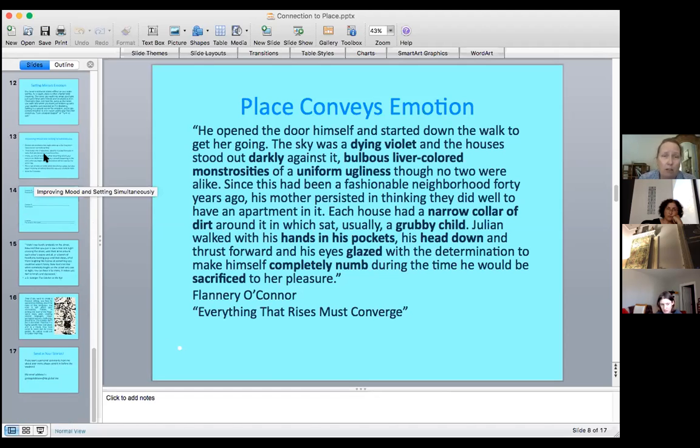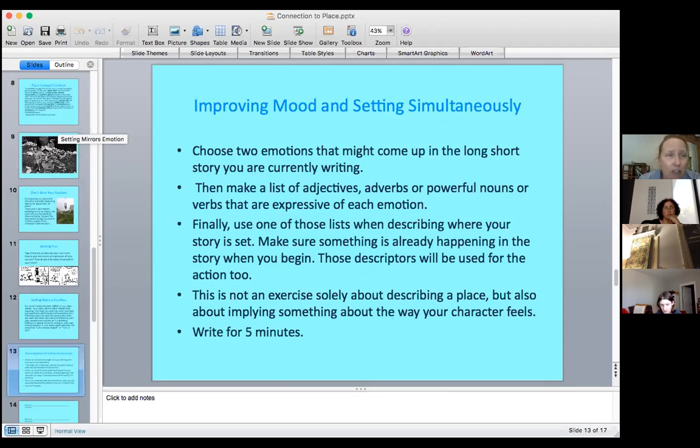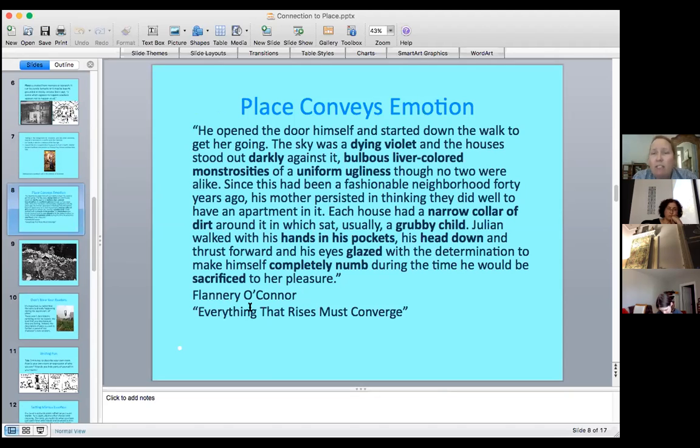Your version of that. Then you're going to use them in the story the same way that Flannery O'Connor put those things into the story. So she could very easily have written, he opened the door himself and started down the walk to get her going. The sky was dark and the houses stood out against it. No two were alike. Since this had been a fashionable neighborhood 40 years ago, his mother persisted in thinking they did well to have an apartment in it. Each house had a child near it. Julian walked forward with determination to spend time with her pleasure. And that tells me nothing about how he feels.